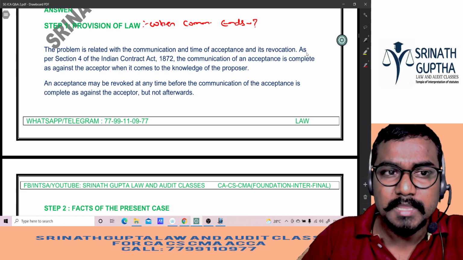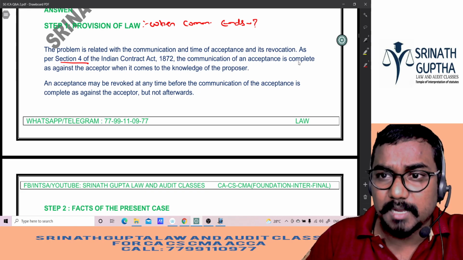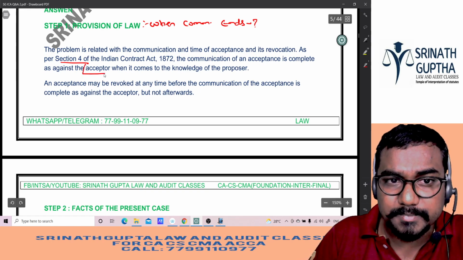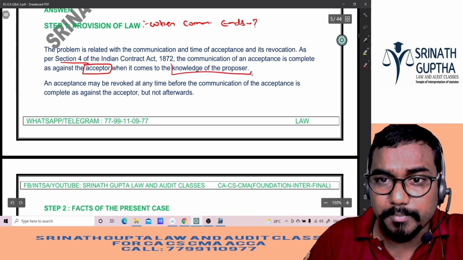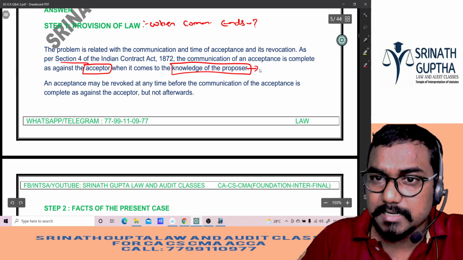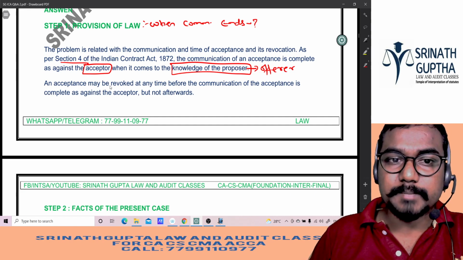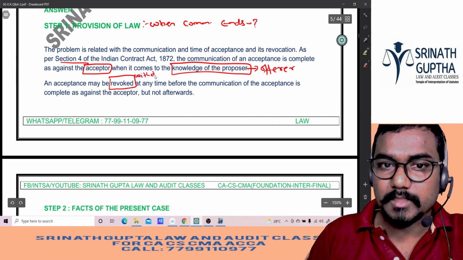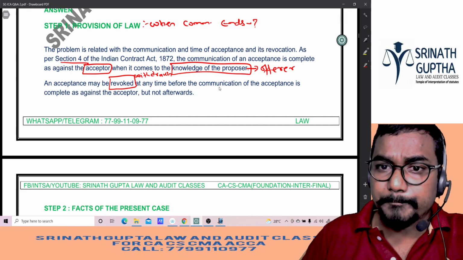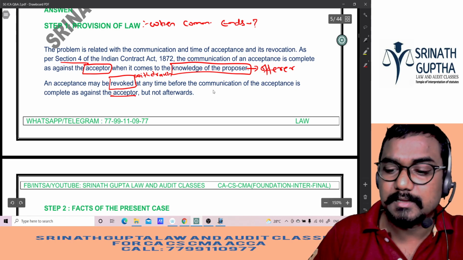As per section 4 of the Indian Contract Act, communication of acceptance is complete against the acceptor, that means the offerer, when it comes to the knowledge of the proposer or the offerer. Proposer means offerer, that is Swami. An acceptance may be revoked, that means withdrawn, at any time before the communication of acceptance is complete against the acceptor, but not thereafter.